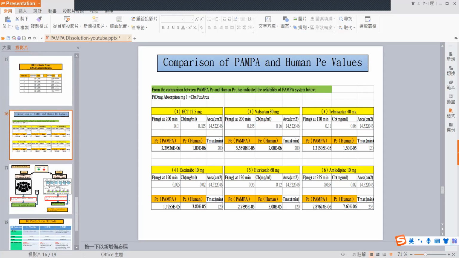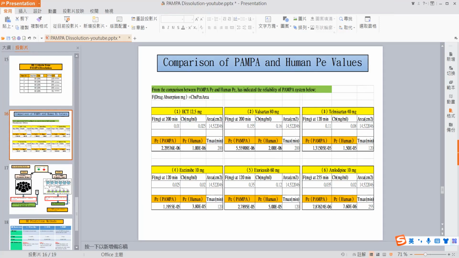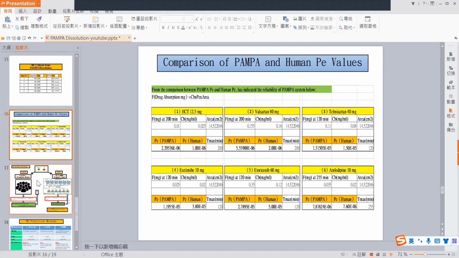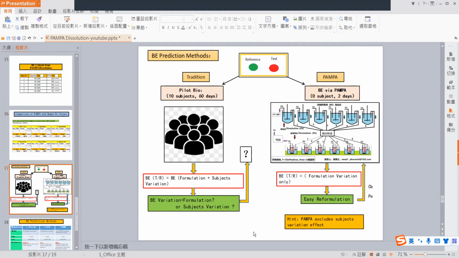However, to combine both together with respect to this IIVC equation, such an instrument was only developed within the past 2 years. As far as this PPT says, it is the BE prediction method. By tradition, that's the left side, and by PAMPA, that's the right side.